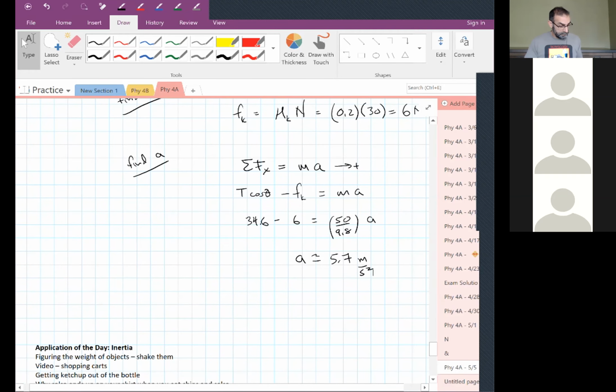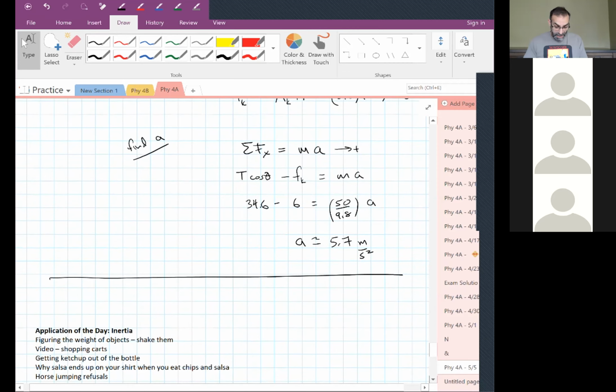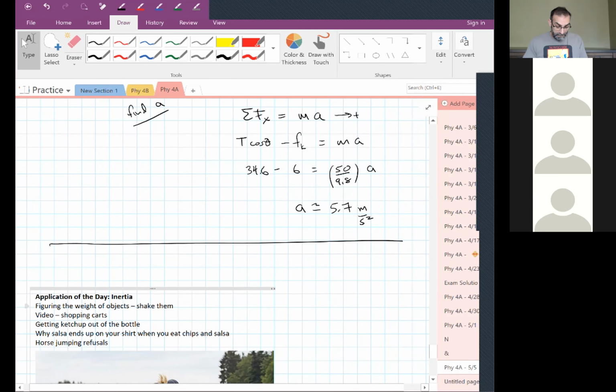All right. Application of the day. Let's do this. So a few things here. We're talking about inertia today, mostly. Figuring the weight of an object.